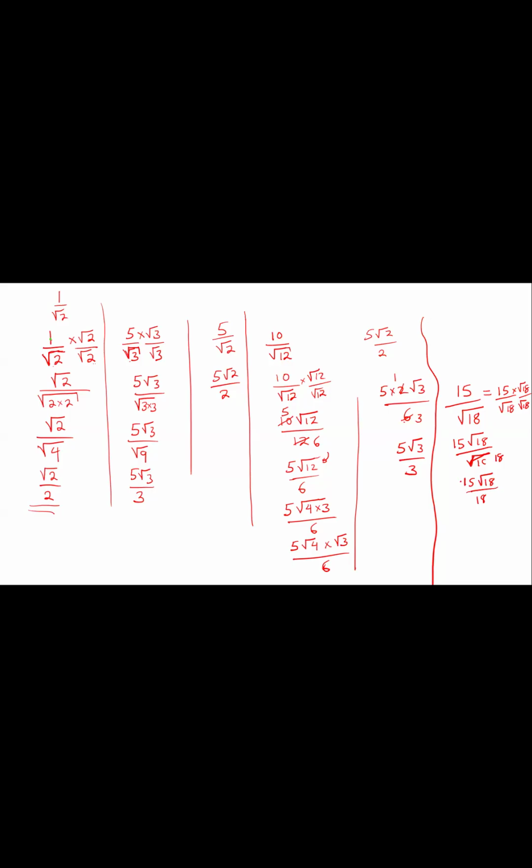If you want, you can first reduce from here. By 3, this is 5. By 3, this is 6. So you get 5 out of 6 root of 18. But you know that root of 18 can be written in form of root of 9 times root of 2. So here you get 5 out of 6 times root of 9 times root of 2. So here root of 9 is 3. So you end up with 5 out of 6 times 3 root of 2.